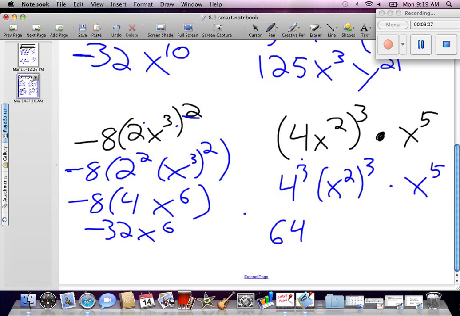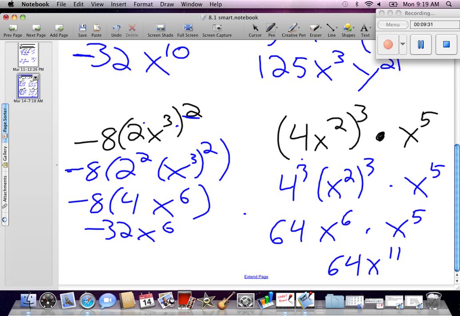Okay, x squared to the third. What am I going to do? Am I adding or multiplying those? So I get x to the 6th. And then I've got it times x to the 5th. Okay, so x to the 6th and x to the 5th is? Which one do you do? You add it, good. The same base, yeah? Yep, 64 x to the 11th.